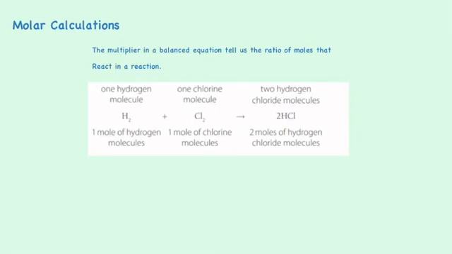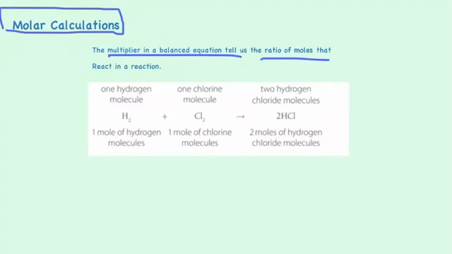Okay, so those were some pretty simple molar calculations, just putting a couple of ideas together. So we're going to continue looking at molar calculations. These ones are a little bit more difficult, but we'll get through them. The first thing that we need to know, and the most important principle in this, is that the multiplier in a balanced equation tells us the ratio of moles that react together. So what is the multiplier? You'll see an example of a reaction here.